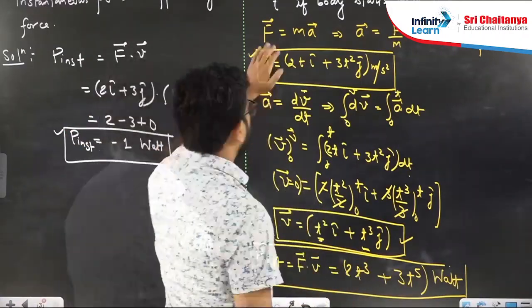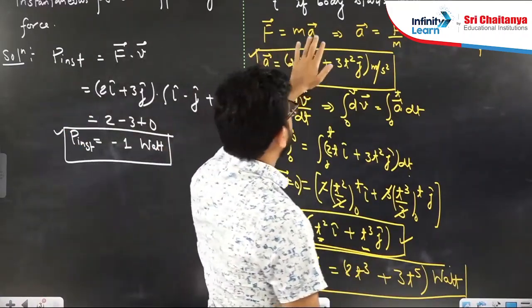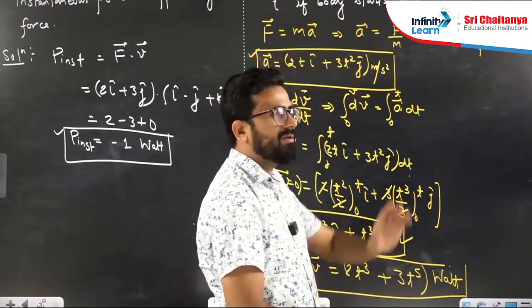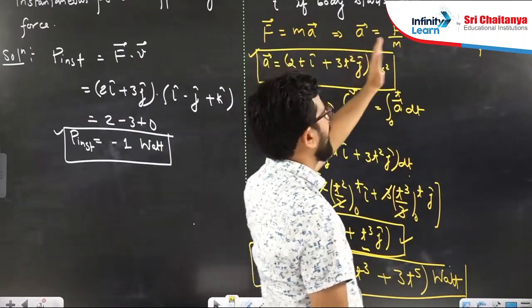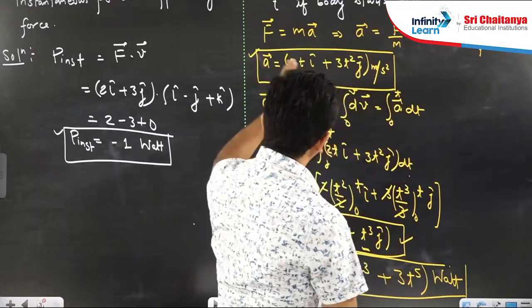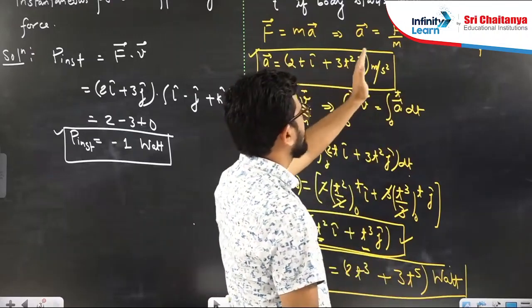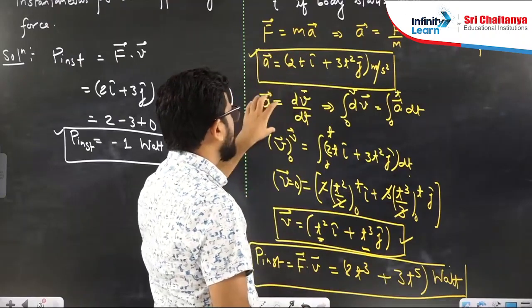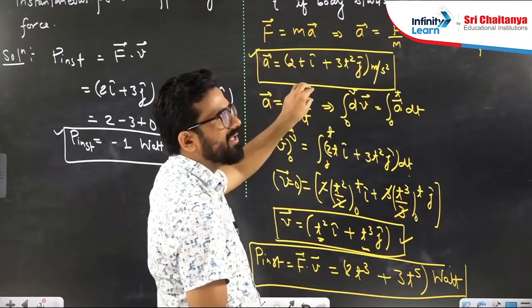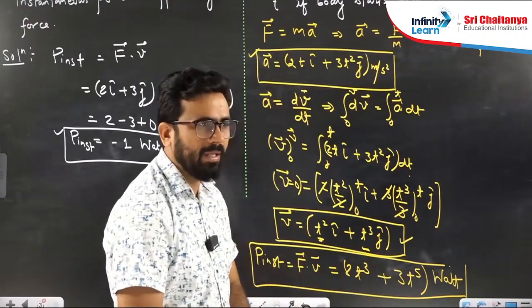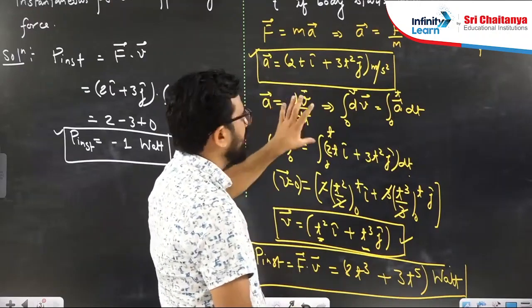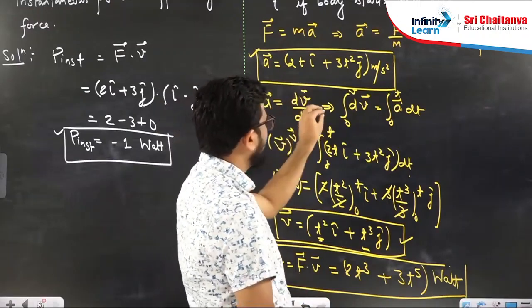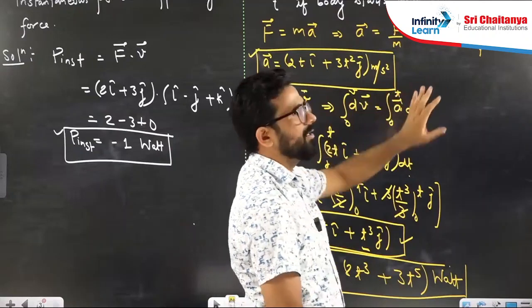Okay, listen. Force is given to you. From force is equal to m into a, mass is already given, 1 kg. So from that you can find acceleration. What is the acceleration? 2t i cap plus 3t square j cap meter per second square. Using this acceleration, we know acceleration is the rate of change of velocity per unit time, that means dv over dt. So from it you can write dv is equal to a into dt.